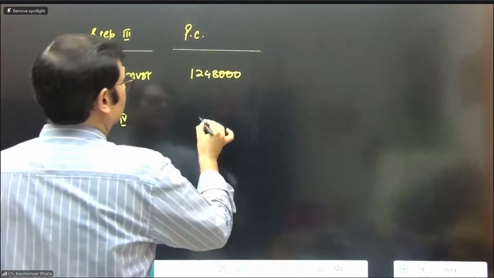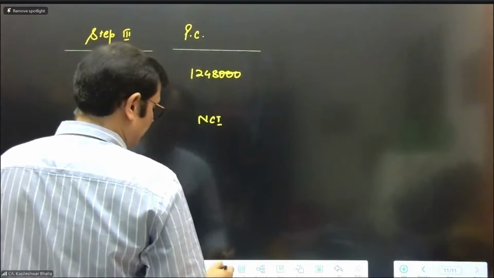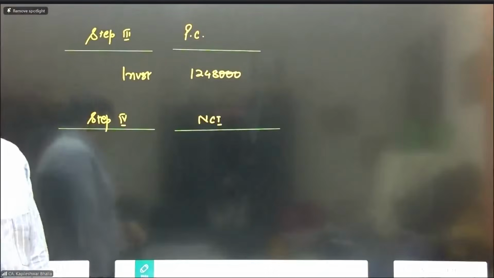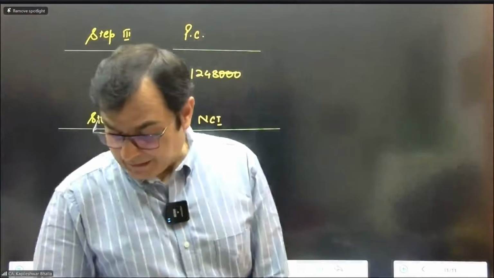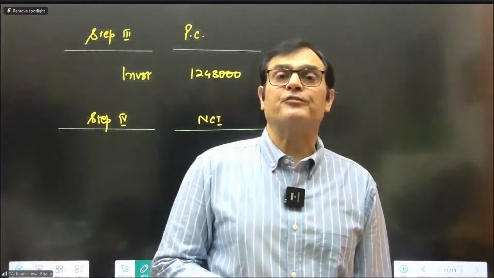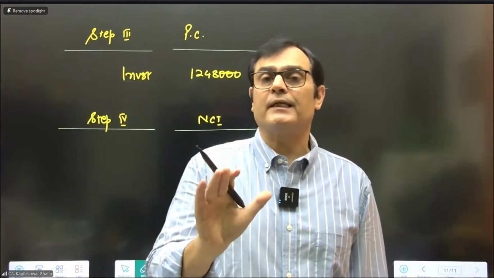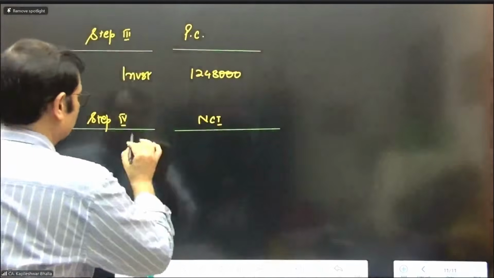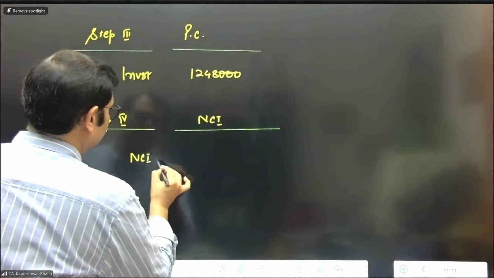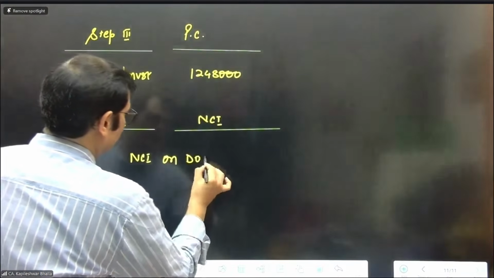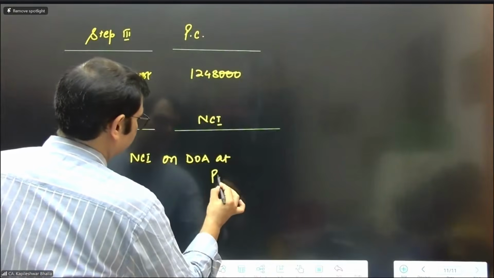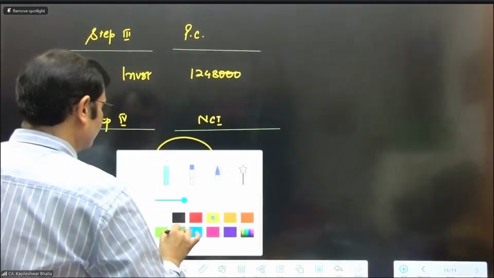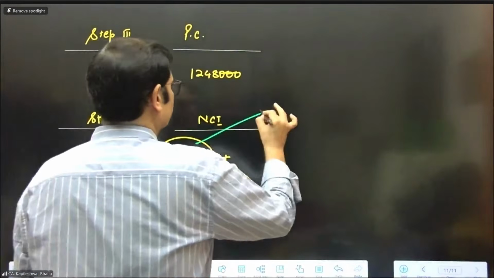So in terms of step number 4, we need to calculate the NCI. And as far as NCI is concerned, I don't think we are given any information in the question that it is at fair value. So by default, NCI is always taken at a proportionate share. Now it's time to be a little careful when you take the NCI on the date of acquisition, since we need the NCI on the date of acquisition, your focus point is clear.